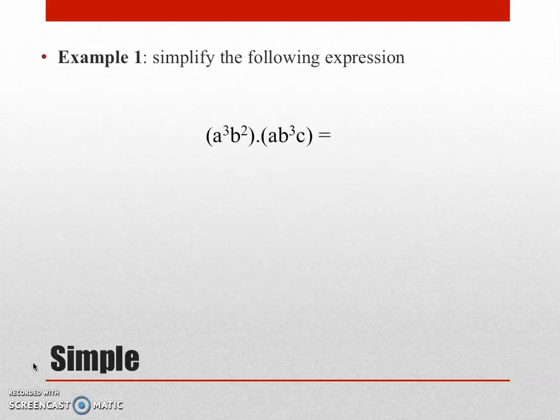How do we simplify expressions with variables? a cubed b squared times a b cubed c. We do the same thing. We just keep the bases and add or subtract the powers based on whether it's multiplication or division. Since we have multiplication here, we say a to the power of 3 plus 1 from the second expression, b to the power of 2 plus 3, times c. And that simplifies to a to the power of 4 times b to the power of 5 times c.